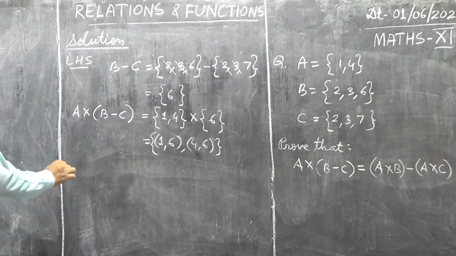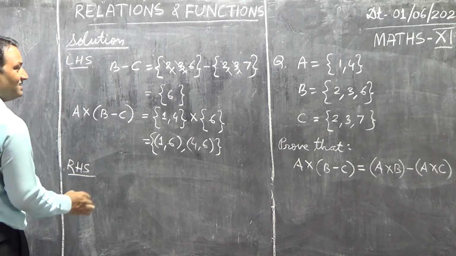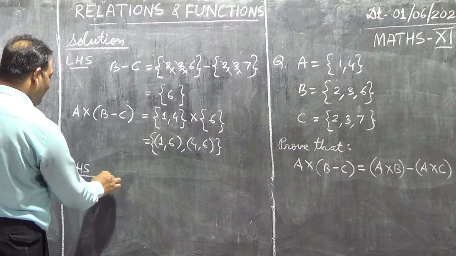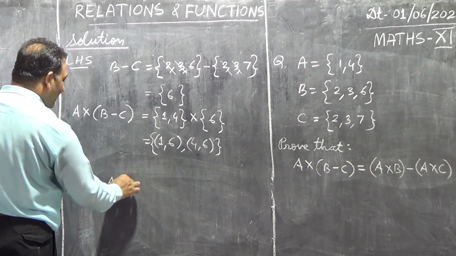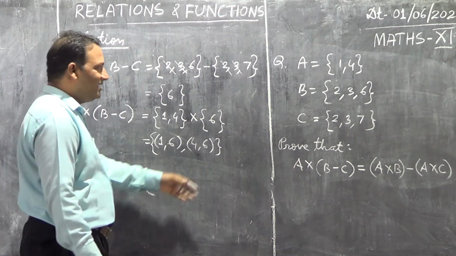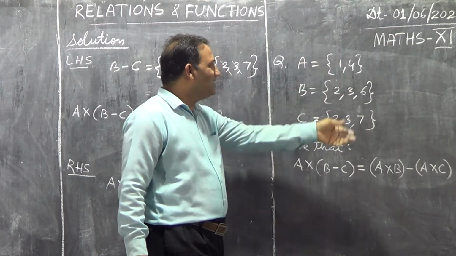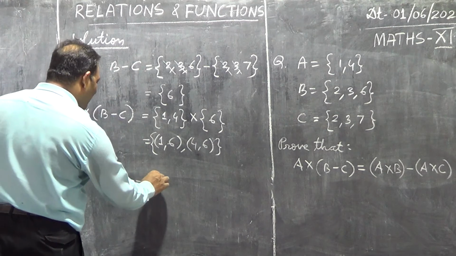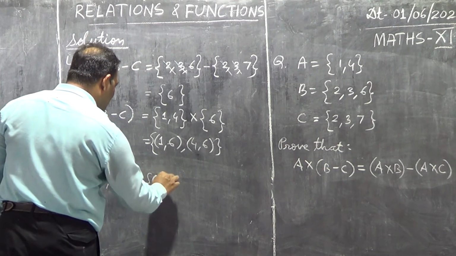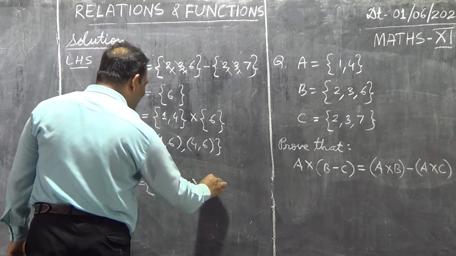Then we will move to RHS. Find A cross B first. I can find from here directly (1, 2), (1, 3), (1, 6).